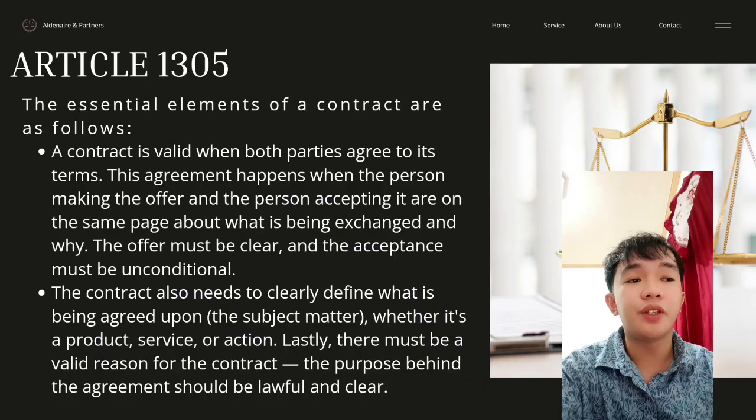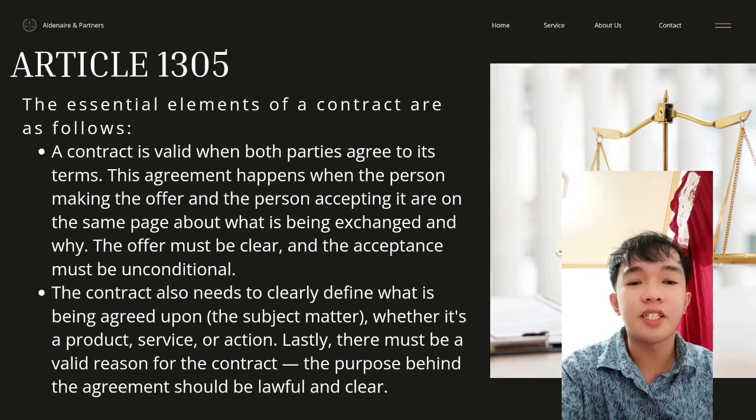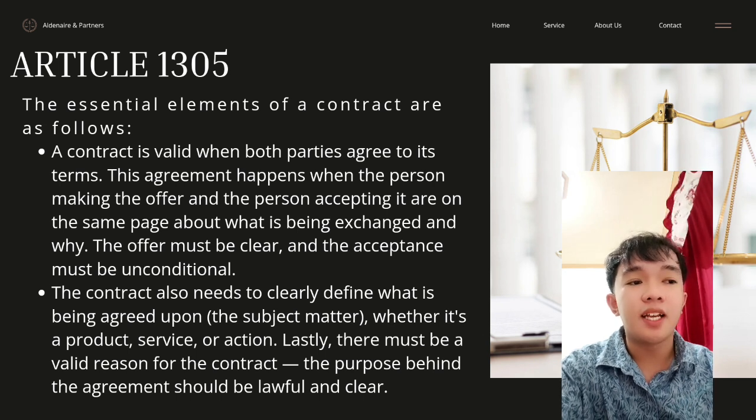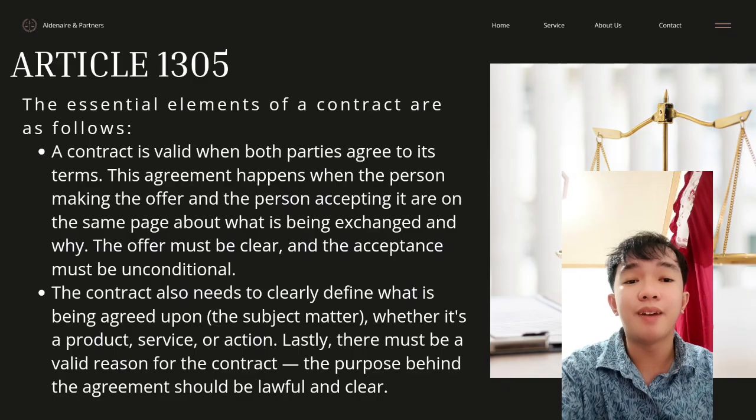Consent is demonstrated through a clear agreement between the offer and the acceptance, where both parties are aligned on the terms. The subject matter must be clearly defined, and the cause behind the obligation must be lawful. Without these key elements, a contract cannot be considered legally binding.